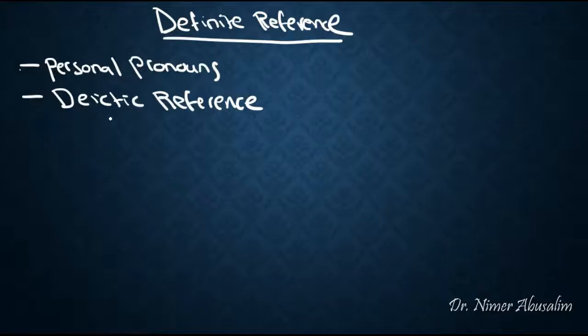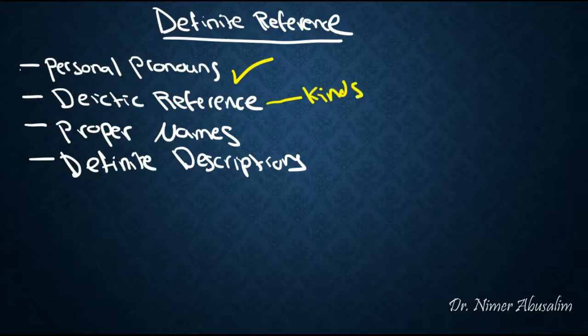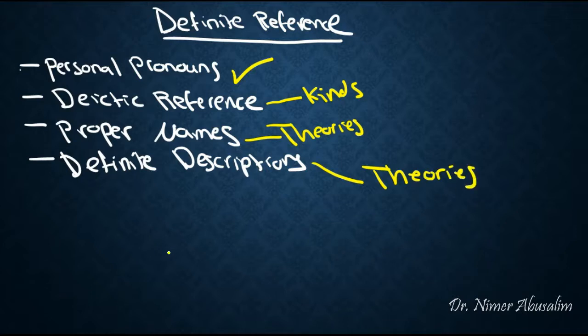So we've seen that definite reference can be achieved through the use of personal pronouns, deictic reference, proper names, and definite descriptions. Personal pronouns seem to be a bit straightforward. So now we're going to talk just a bit more about deictic reference, about proper names, and about definite descriptions. Under deictic reference, we're going to see the different kinds of deictic reference. Under proper names, we're going to look at some theories of proper names. And under definite descriptions, we're going to look also into some theories of definite descriptions.